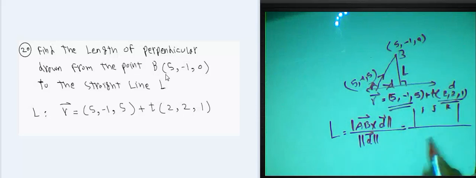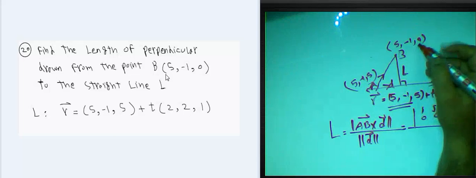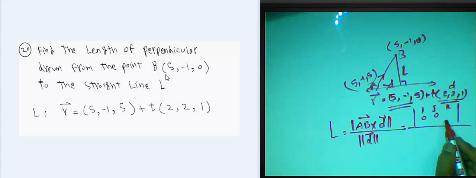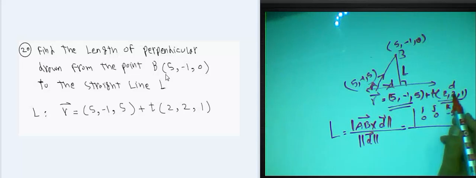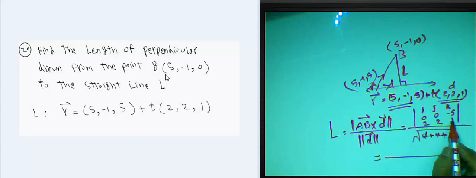We can write AB first. AB means 0. Negative 1 minus negative 1 equals 0. And here 0 minus 5 will be negative 5. AB equals B minus A. Okay, and vector D is 2 and 2 and 1, and the square root of the magnitude of vector D is 4 plus 4 plus 1. You can find this result here. It will be negative 10.